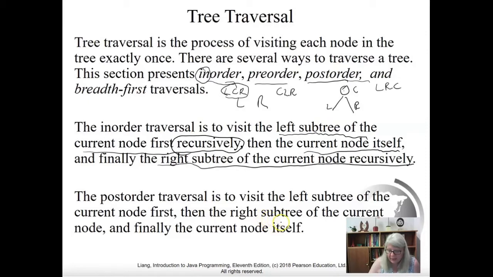Oh, sorry, post order is first the left, then the right, then the current. Is first the left, then the right, and then the current node. So first the left, then the right, then the current. Can you see post order, left, right, current? The current is after. Okay.